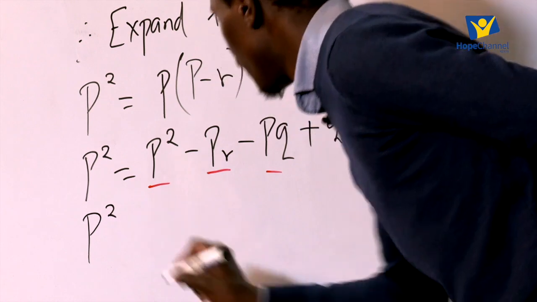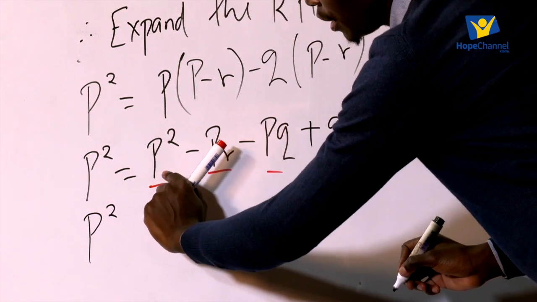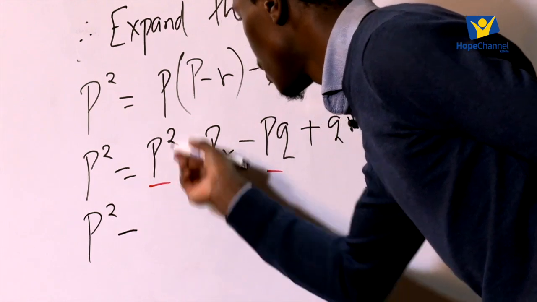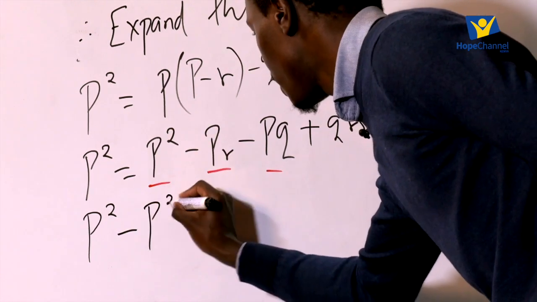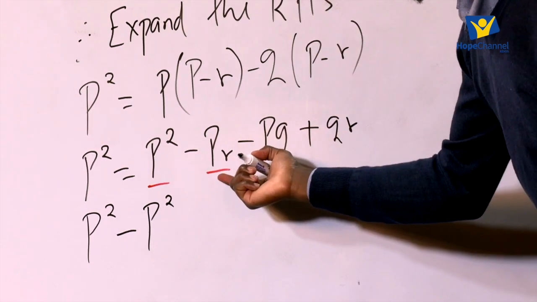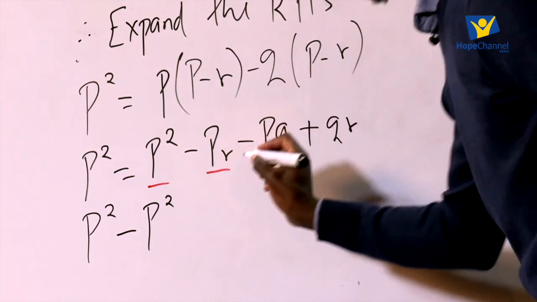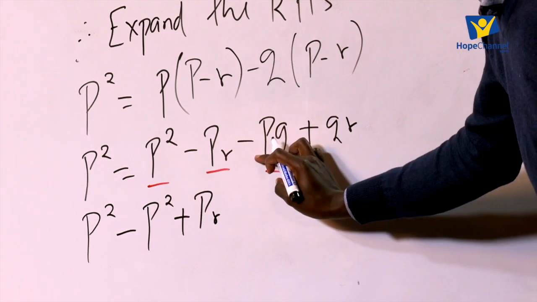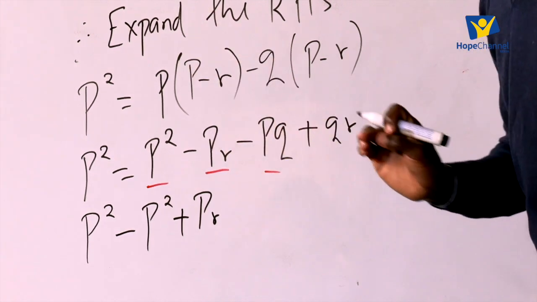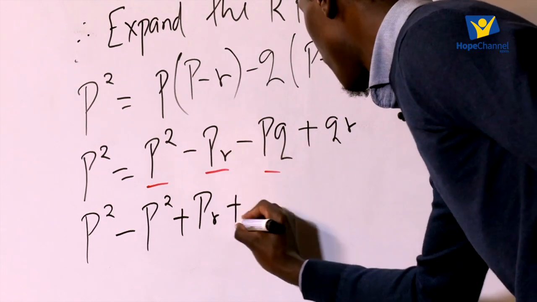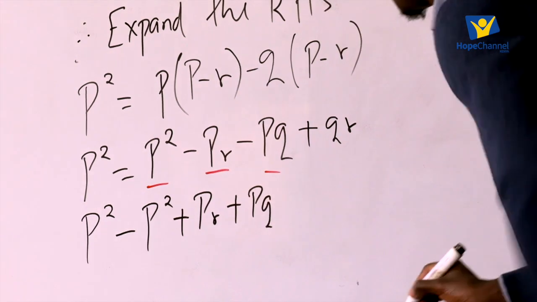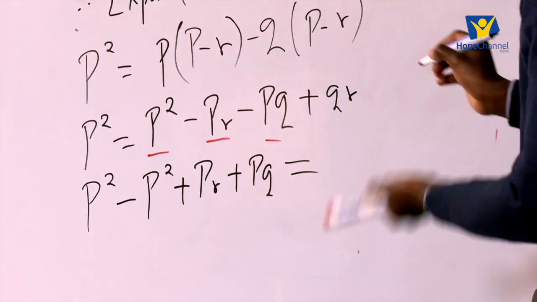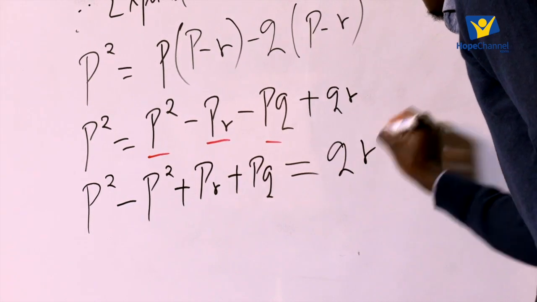So that will be P squared. Because this P squared is positive, when it goes to the other side, it becomes a negative, that is minus P squared. This one is a negative PR. When it crosses the equal sign, it becomes a positive PR. And then we have a negative PQ. When it crosses the equal sign, it becomes a positive PQ. Now, because we are done with all the P's from the right hand side to the left hand side, we are remaining with QR over the other side.